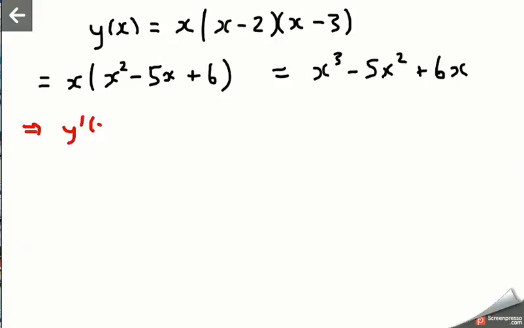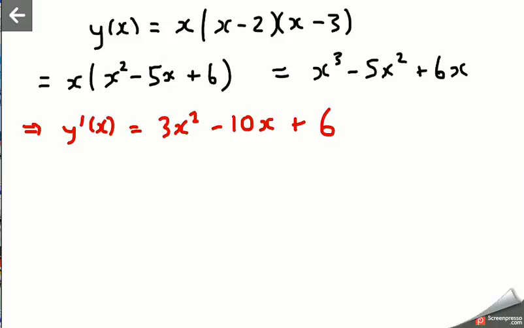Y prime of x, just by the power rule, bring the 3 down, we get 3x squared. Bring the 2 down, multiply by negative 5, we get minus 10x. And then finally, the 6x just becomes 6. So y prime of x is equal to 3x squared minus 10x plus 6.